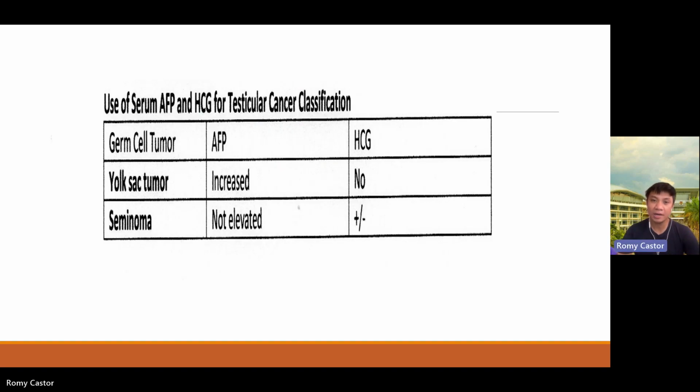Okay, so we have the two here, alpha-fetoprotein and the human chorionic gonadotropin. In the case of the yolk sac tumor, the most diagnostic tumor marker will be your alpha-fetoprotein. But in the case of your seminoma, that involves malignant proliferation in the germ cells, so human chorionic gonadotropin is the test that we use, not the alpha-fetoprotein.